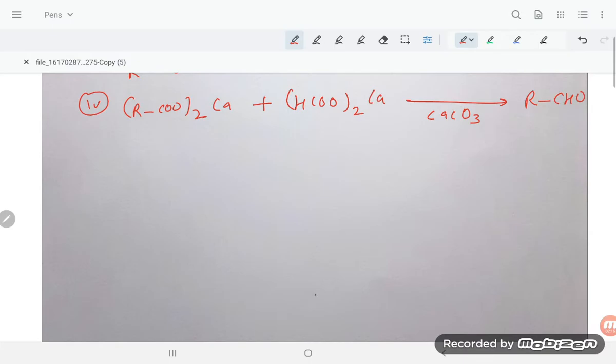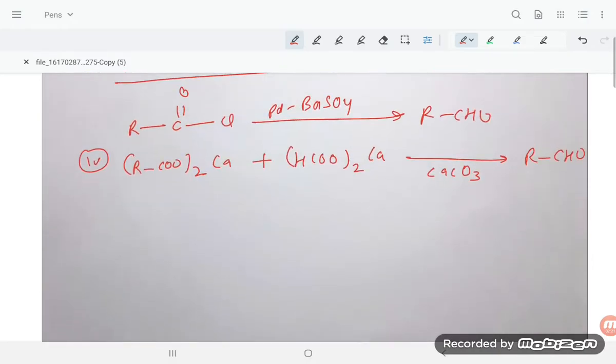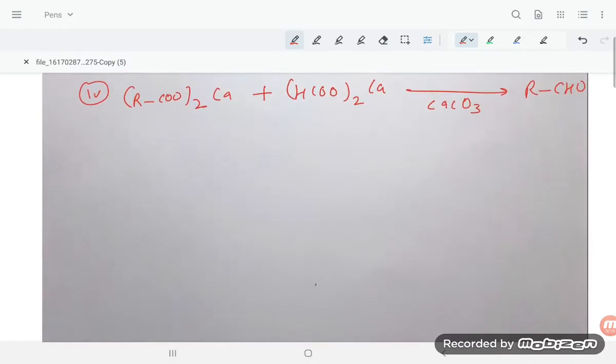Right. Now students, the next method is there. From alkene also we can prepare the carbonyl compound. From alkene, that is the fifth method, if you have CH2=CH2 and you treat it with carbon monoxide and H2, it will give CH3CH2CHO. This is the Oxo process, student.